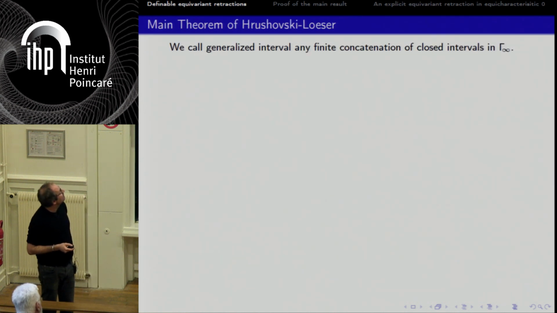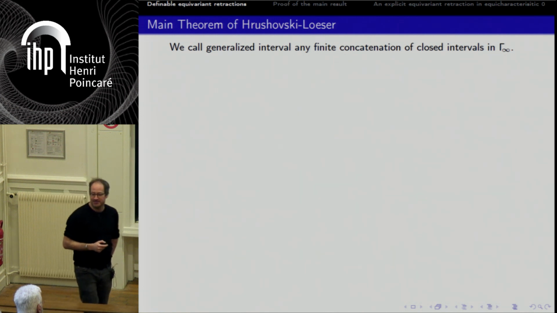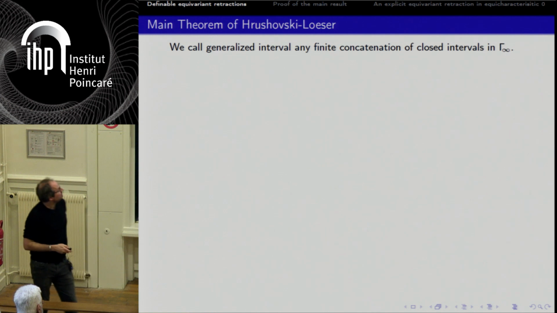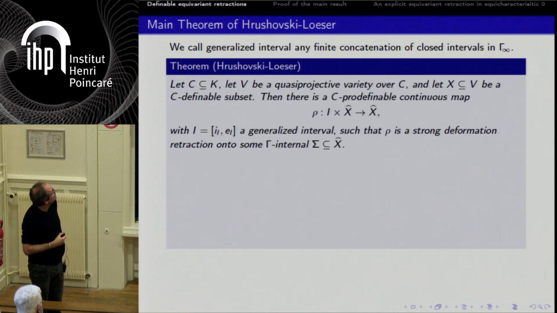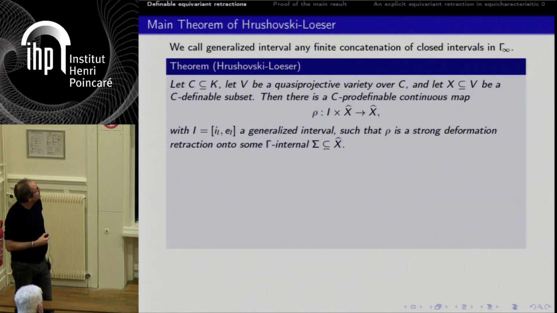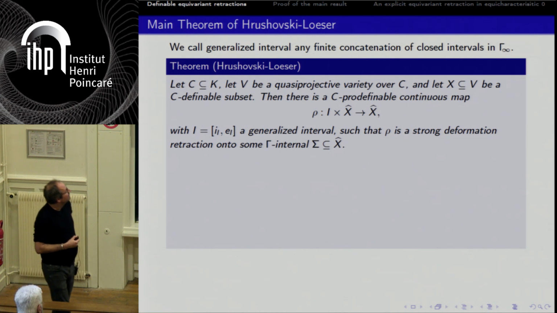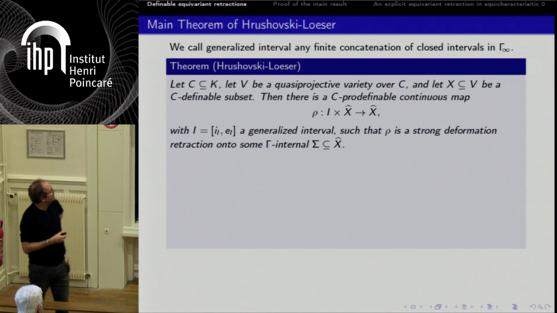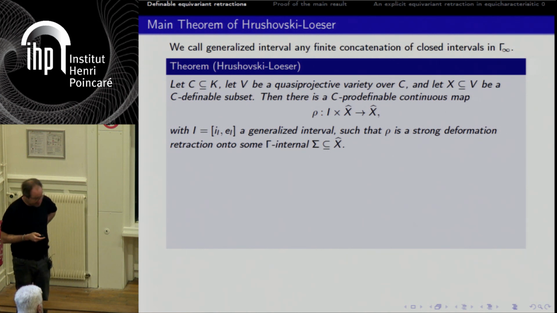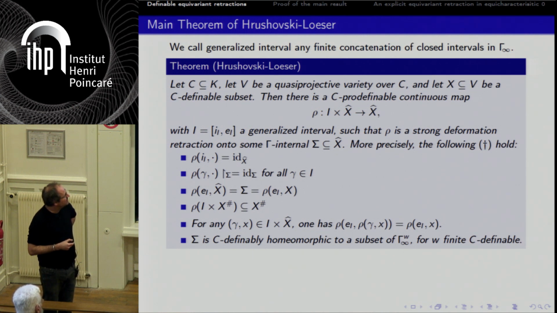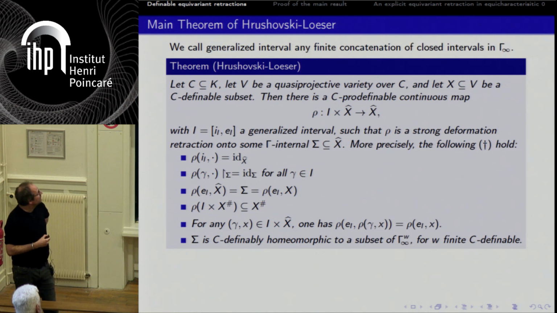Now let's give the main theorem of Hrushovski and Loeser. First, just some terminology. A generalized interval is just a finite concatenation of closed intervals in this Gamma infinity. So it could, for example, be several copies of it. Now here's the theorem. Given a quasi-projective variety V over C, a subfield of K, and given a definable, so semi-algebraic, subset X of V, there is a C pro-definable continuous map from the interval times X hat to X hat. The interval gets the order topology. In the interval, the initial point is I_I, the end point is E_I, such that this rho is a strong deformation retraction onto some Gamma-internal Sigma inside X hat. More precisely, the following, which I name dagger, holds. At the initial point, it's the identity.